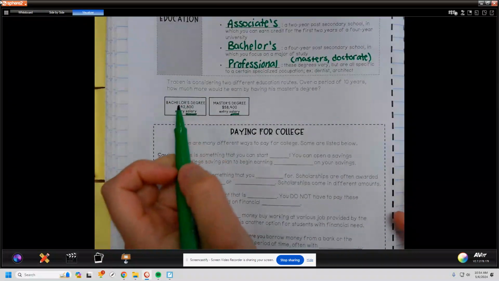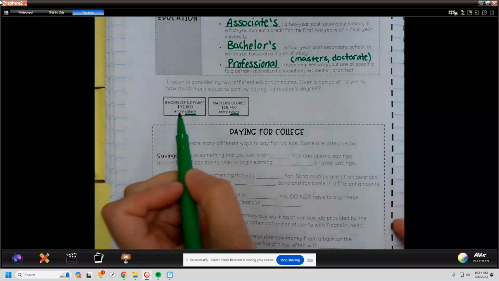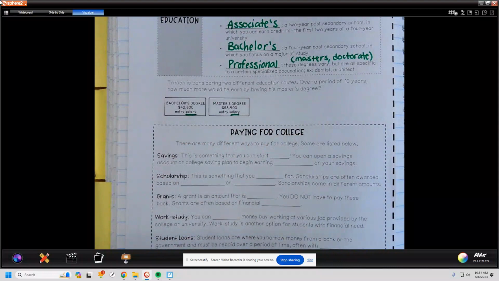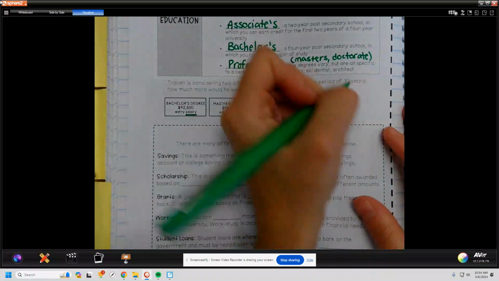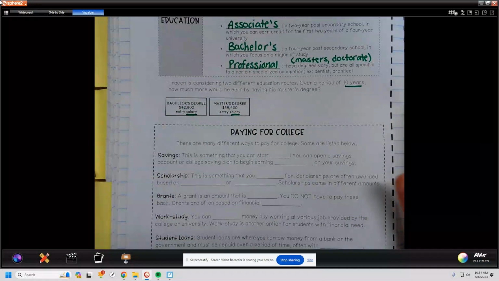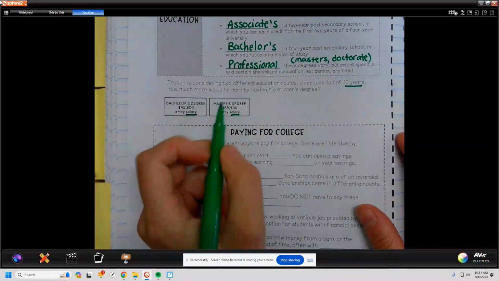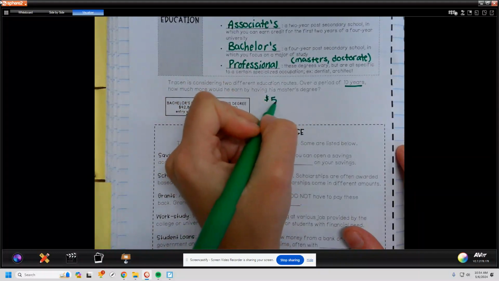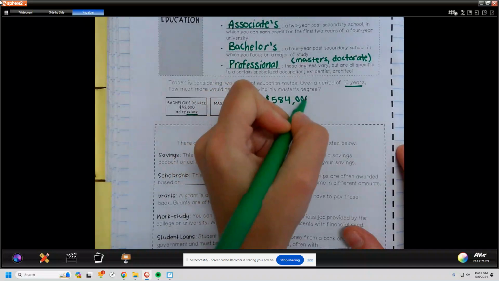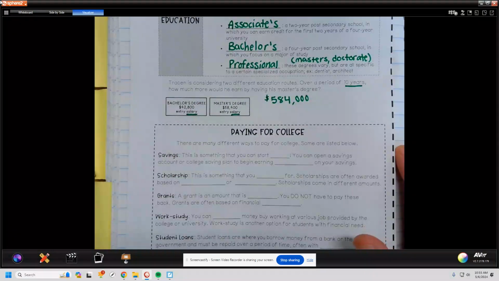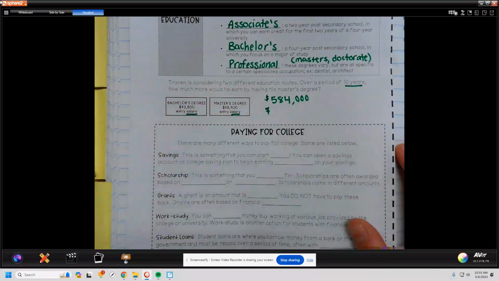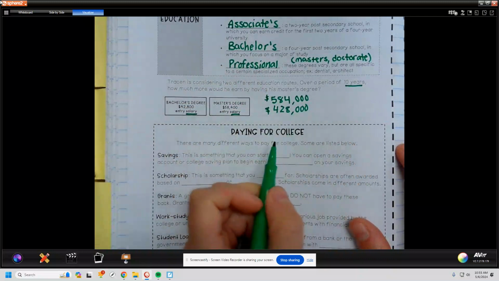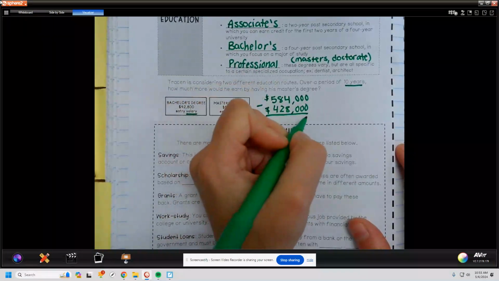This question says, Trayson's considering two different education routes, bachelor's versus master's, over a period of 10 years. How much more would he earn by having his master's degree? All right, 10 years. Let's do some mental math. How much would he make after 10 years if he had a master's degree? All we'd have to do is add a zero. He would make $584,000. And then if he had a bachelor's degree, after 10 years, he would make $428,000. The question is, how much more would he make with a master's?